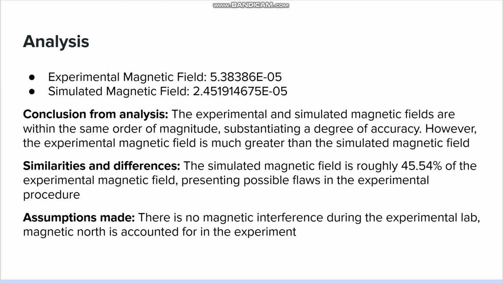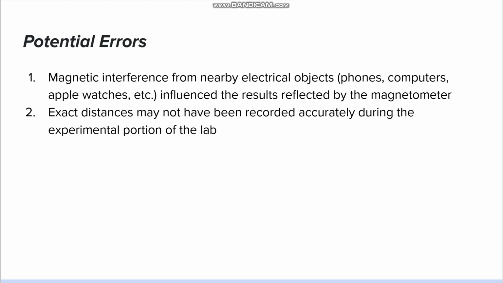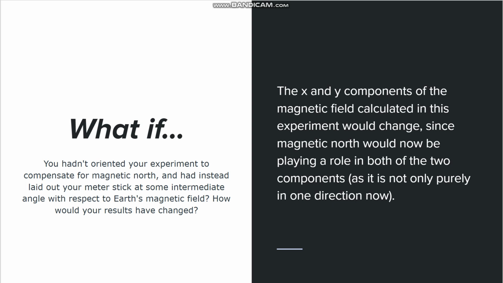The assumptions made were that there is no magnetic interference during the experimental lab and that magnetic north is accounted for in the experiment. The potential errors include that magnetic interference from nearby electrical objects could have occurred, and the exact distances may not have been recorded completely accurately during the experimental portion of the lab, both of these causing major differences in data.